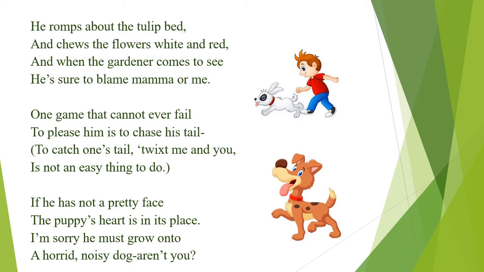Very good. Now here the poet tells us the favorite game of the puppy, which is to chase his tail. He likes to chase his tail, and this game always pleases the puppy. To catch one's tail twixt me and you is not an easy thing to do. Then the poet says, to catch the tail that is between me and my puppy is not an easy game. Now let's read the last stanza.